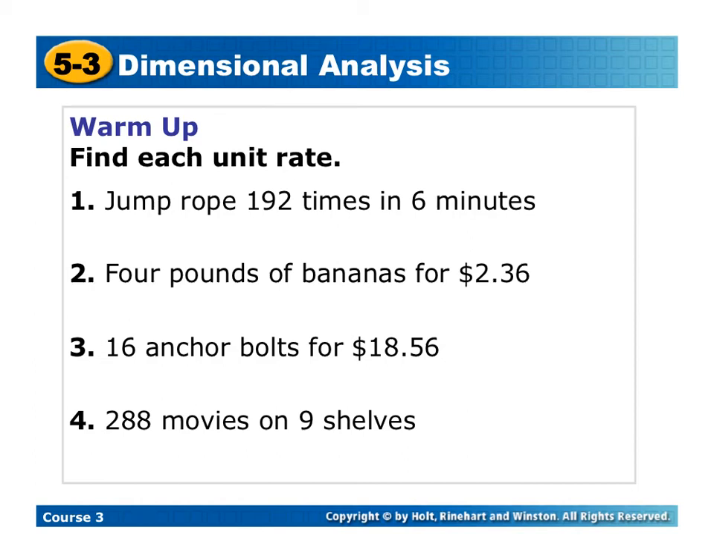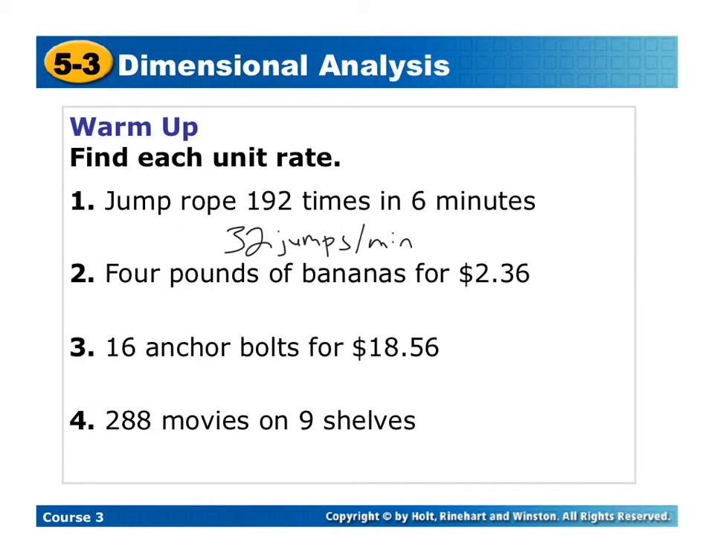Alright, so let's start today's lesson by having you pause the video and find the unit rate just to review for each of the following problems. If you remember, we can find a unit rate just by taking the first item and dividing it by the second one. So here, like how many jumps per minute, we could take 192 divided by 6 and we're going to get an answer of 32 jumps per minute, and it's a unit rate because it has 1 in the denominator.